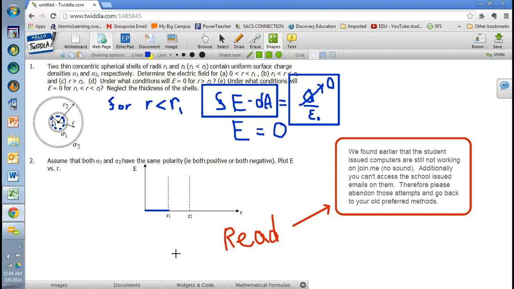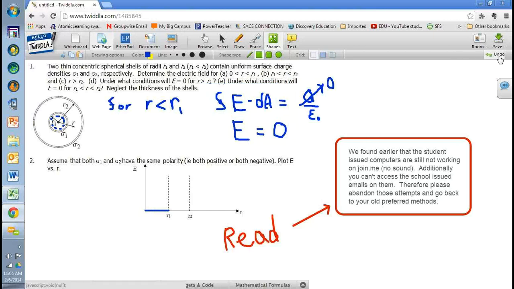Okay, we're picking up where we left off. Today we're still doing part number 1, but now the next part, where R is between R1 and R2. So let me draw another Gaussian surface. We're looking at a Gaussian surface in this region here with my yellow line.